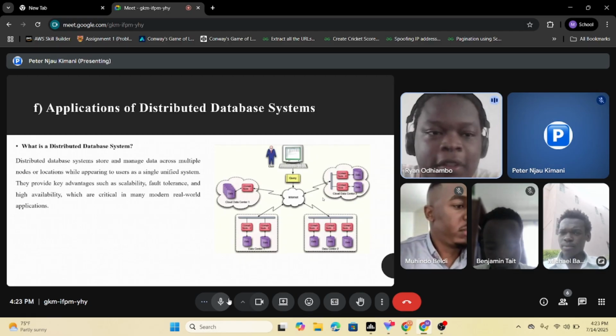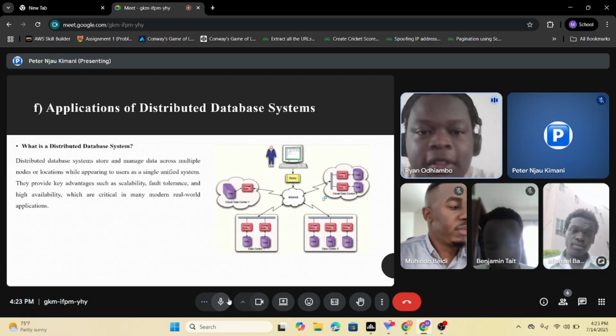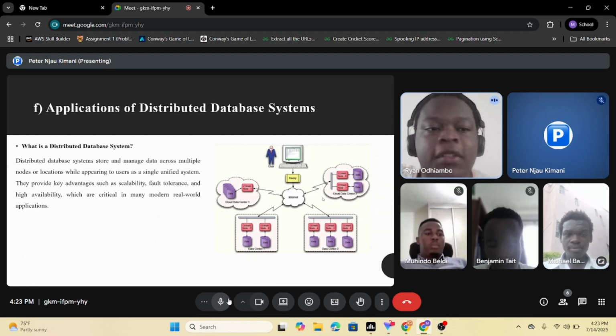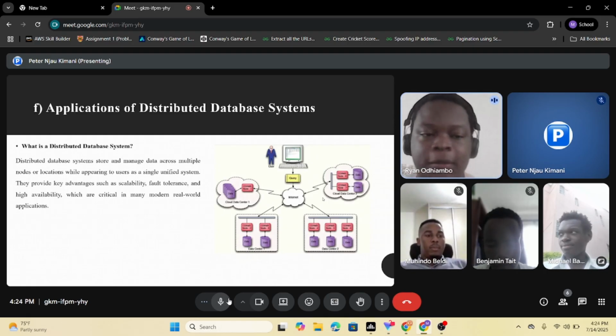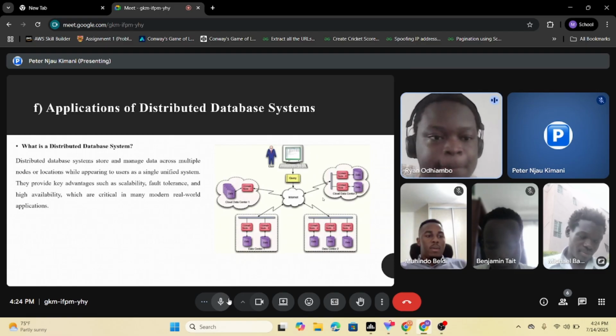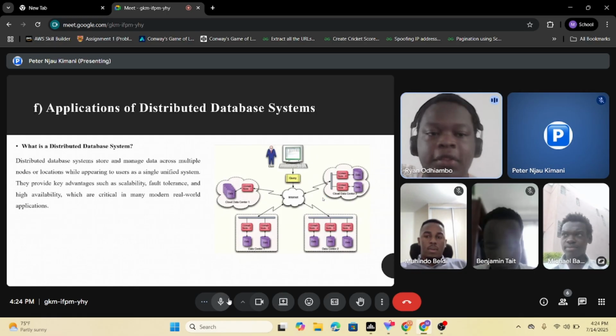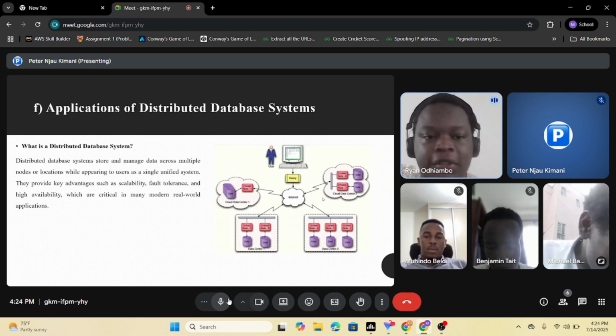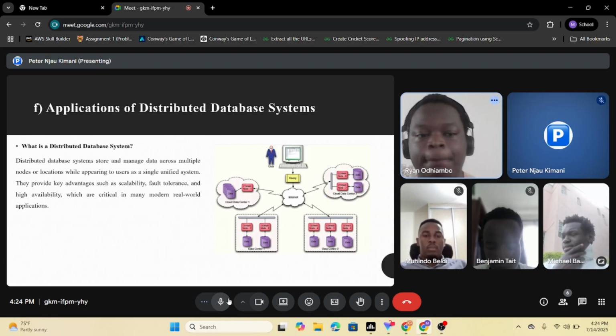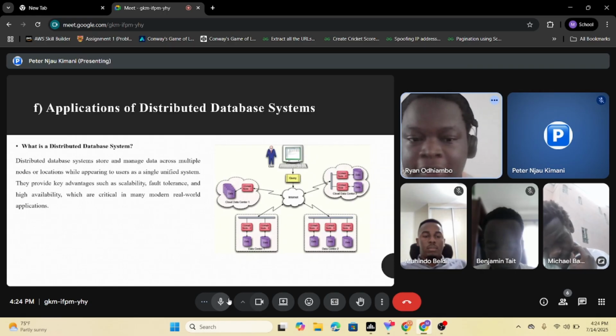So I'll take you through the applications of distributed database systems. First we need to understand what a distributed database system is. A distributed database system is used to store and manage data across multiple nodes or locations while appearing to users as a single unified system. They provide key advantages such as scalability, fault tolerance, and high availability, which are critical in many real-world applications.